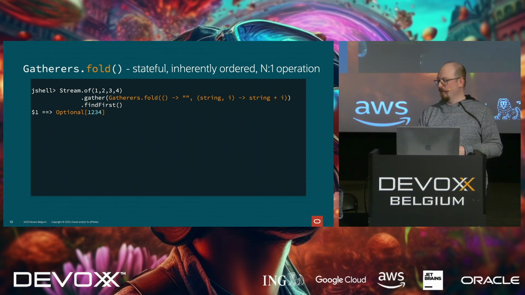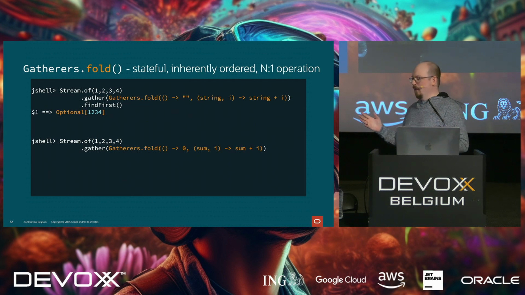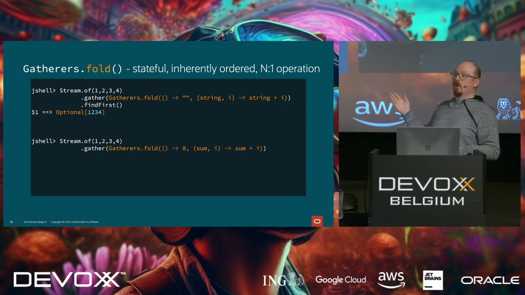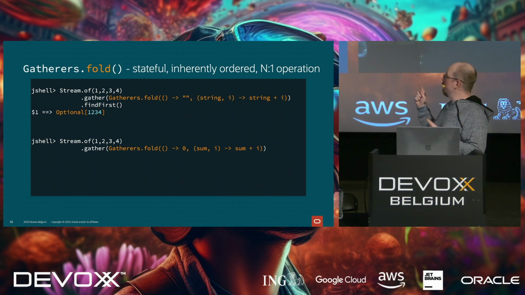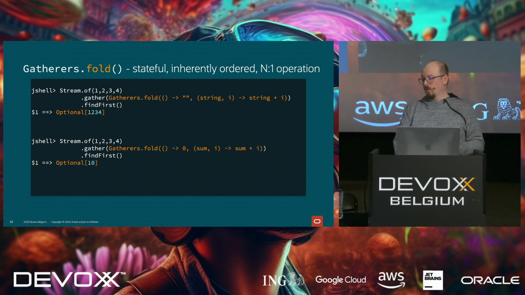If we do it slightly differently, let's say that we want to sum these integers up instead, we would give a supplier of 0 as our initial state, and then we would take the current sum and the next element, and add the next element to the sum, ending up with the sum of the elements of the stream. So it's a very useful operation.